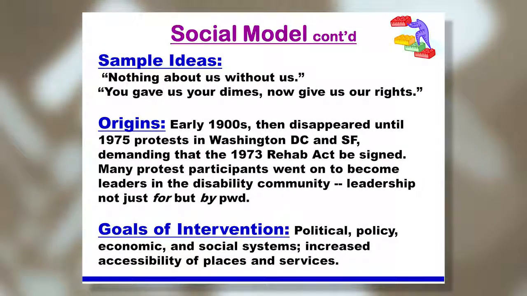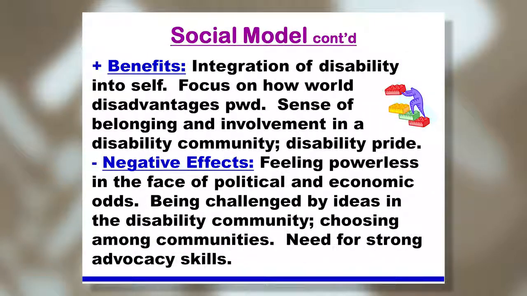The origins of the social model were the early 1900s, and then it virtually disappeared until the mid-1970s protests, which happened in Washington, D.C. and in San Francisco, and the protests were about getting the Rehab Act signed and implemented. Now the goals of intervention in the social model are not changes in the person themselves, but the political, policy, economic, and social systems that directly affect the lives of people with disability, and making increased accessibility of places and of services.